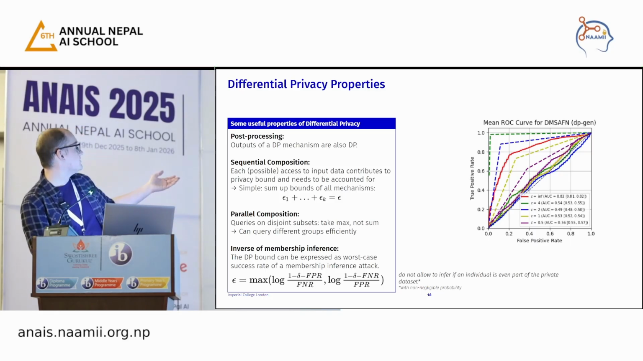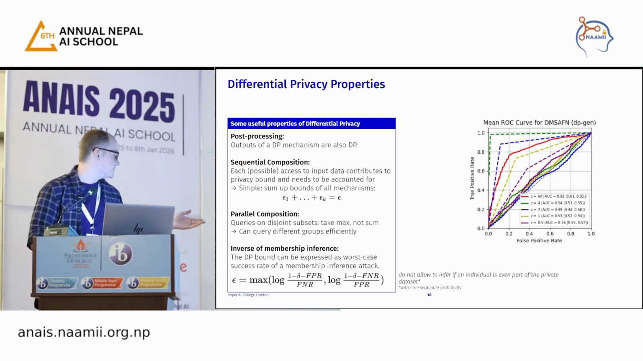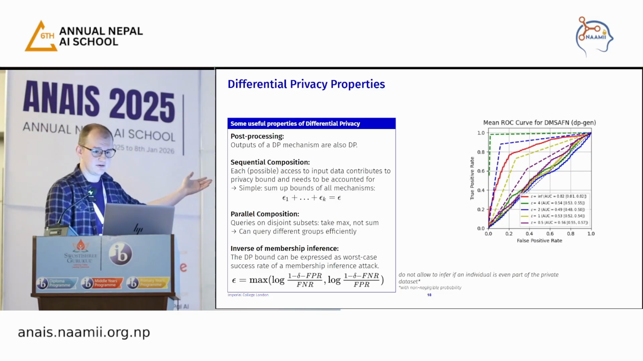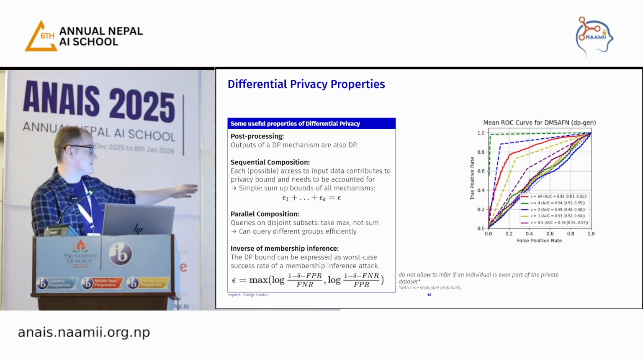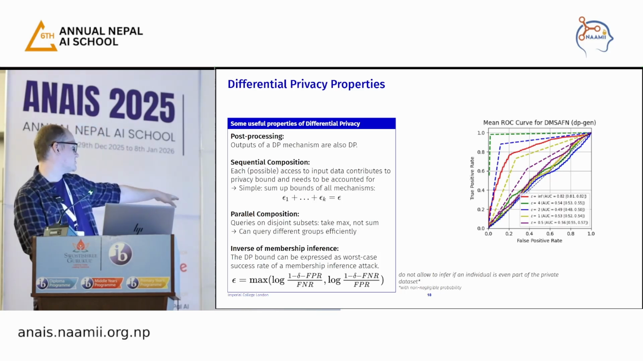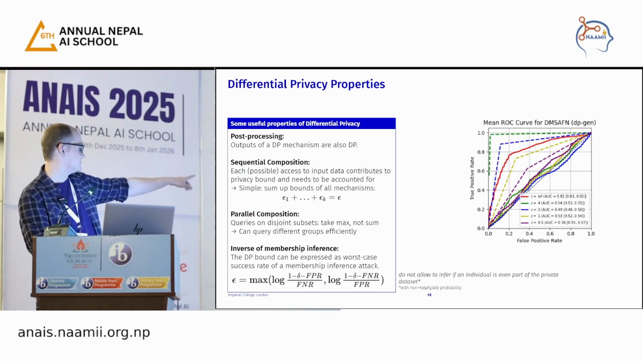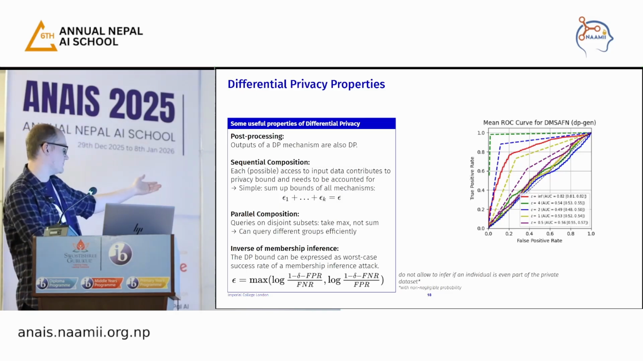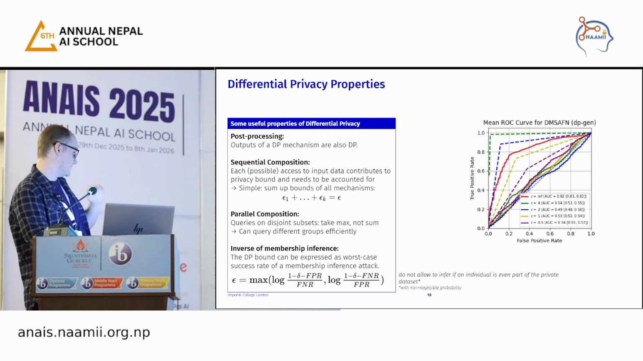And so why differential privacy is interesting is because it's essentially the inverse of membership inference, which is what we have shown before, right? There's some theoretical work that shows that the differential privacy bound that we have discussed before, so these ratios essentially, can be expressed as a worst case success rate of a membership inference attack following this formulation.